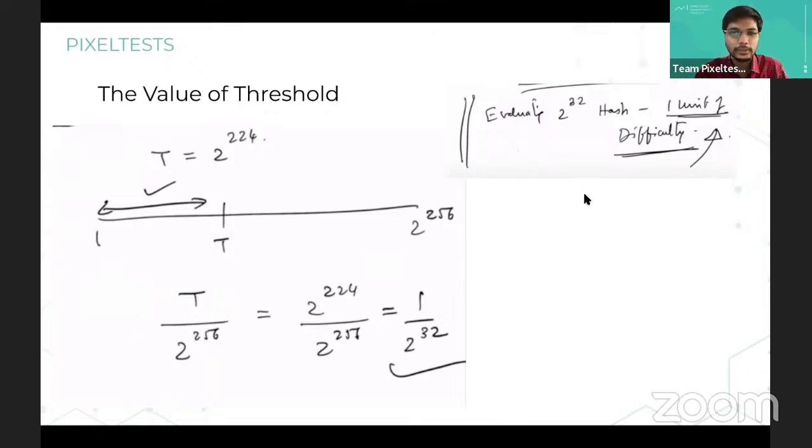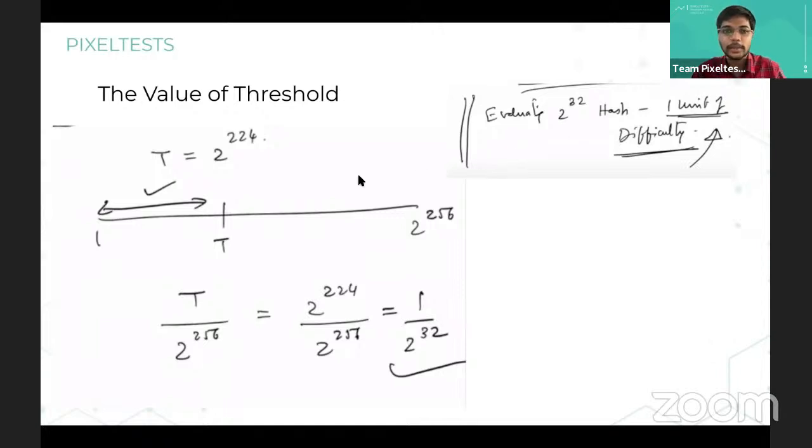So which brings us to the conclusion of today's session, which is half of module 7, right? We'll also understand more about the difficulty, the unit of difficulty. The value of the threshold is 2 par 224, which helps us make the probability of a miner winning smaller. And 2 par 32 is the number of attempts, the number of cycles, that a miner can make to win, right? So that is the reason 2 par 32 is called 1 unit of difficulty, right?